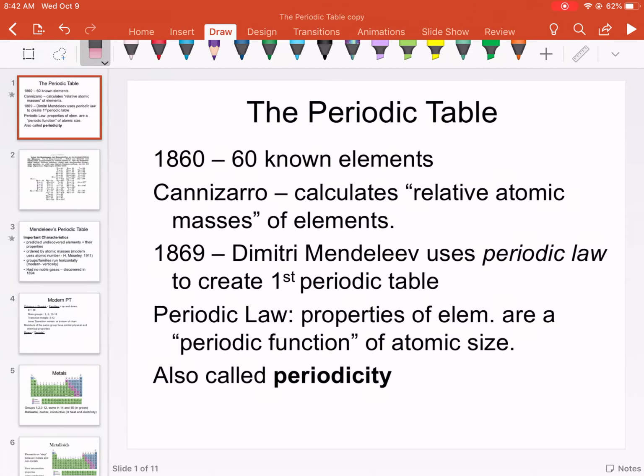So the periodic table, 1860, that's an important date because that was when this guy named Stanislav Cannizzaro first learned to calculate relative atomic masses of the elements. So in other words, he could figure out that carbon was 12 times heavier than hydrogen. And so that would make hydrogen 1 and carbon 12.